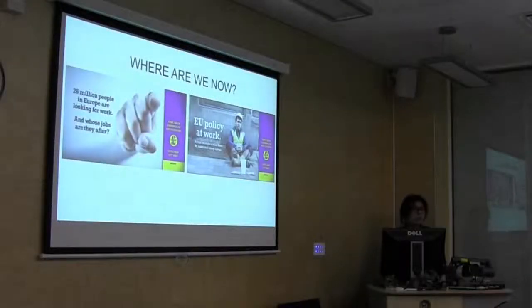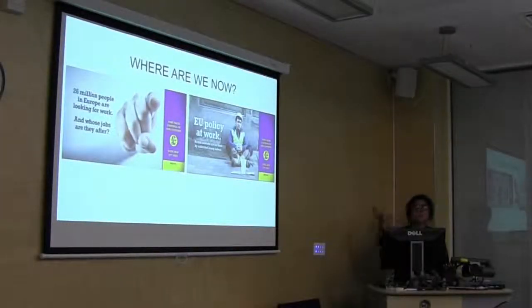So where are we now with immigration? I think all of us know about UKIP. I put these posters up because I thought it was so interesting how even the literature, like in the 50s, with residents of Coventry talking about housing, talking about jobs, we're still seeing the same rhetoric now. So this one says 26 million people in Europe are looking for work, and whose jobs are they after? And then it says here, EU policy at work, British workers are hit hard by unlimited cheap labour.